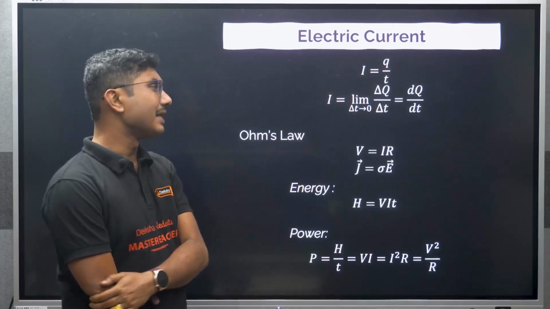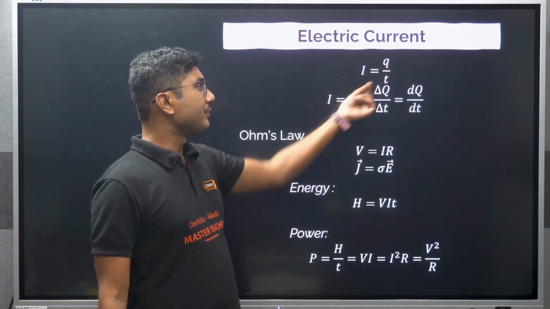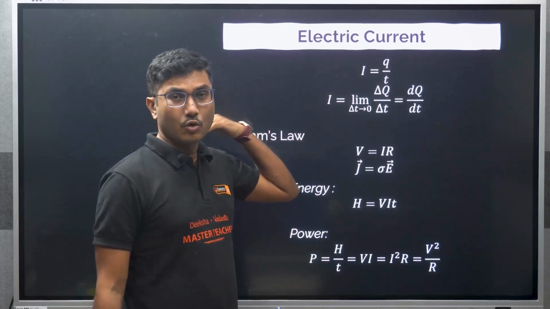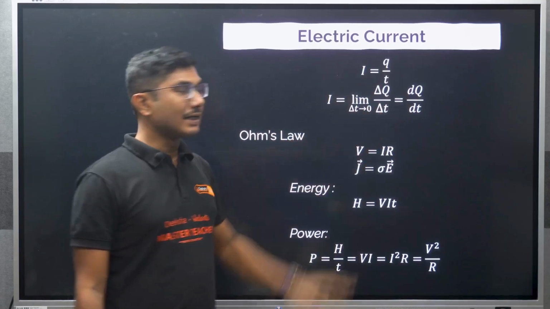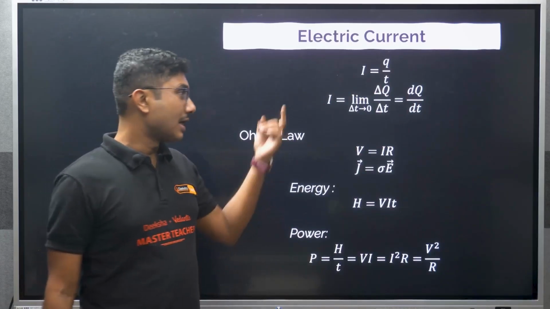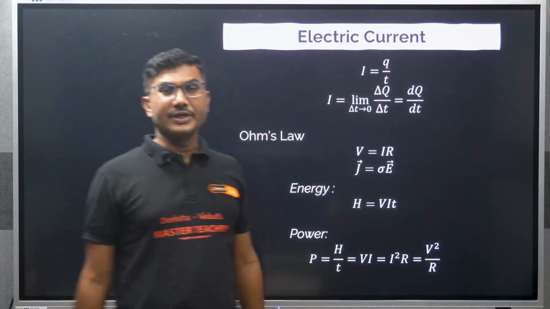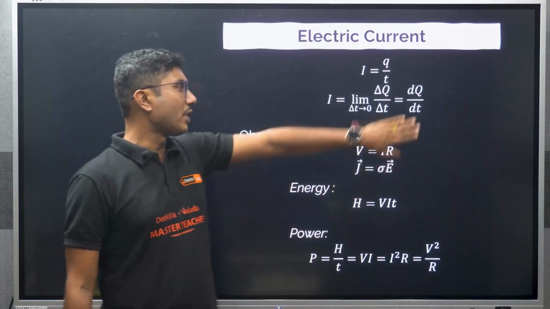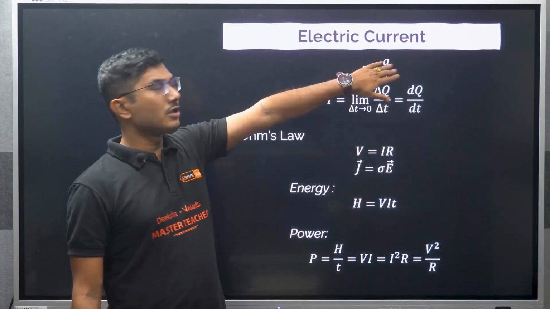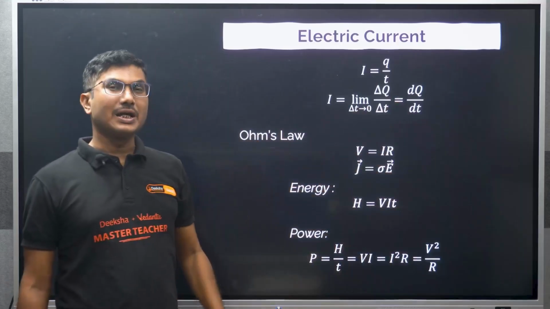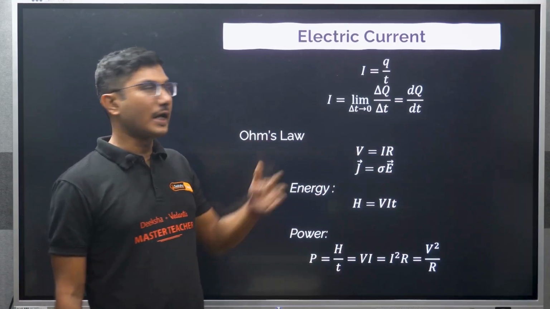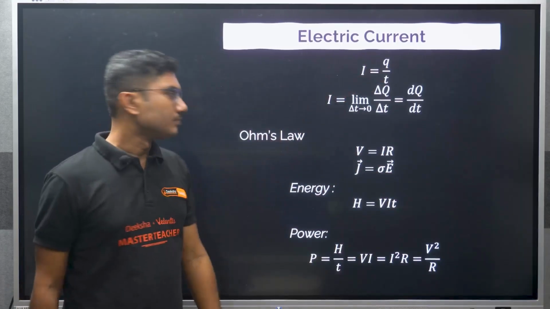Now there is a general definition: if you take the time interval delta t towards 0, then delta q by delta t gives you the current, and in differential form it is dq by dt. This is the more accurate one, because if the current is not steady, then this formula is applicable. If the current is steady, that is constant over time, then you can use I = q/t.